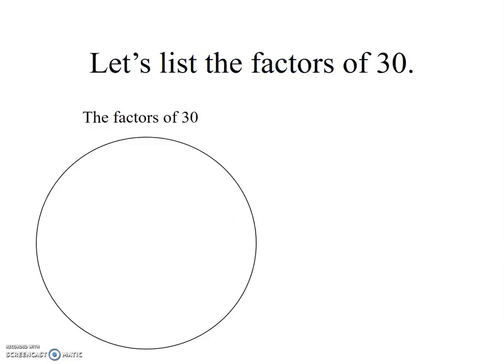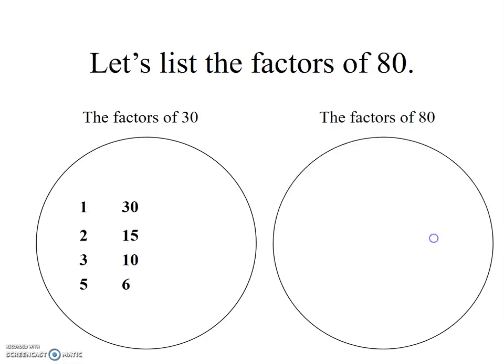Here's another example. Let's list the factors of 30, which we already know from the last problem. And now list the factors of 80. Well, we have 1 and 80. 2 can go into 80 40 times. 3 cannot, because 8 plus 0 is 8, and 3 can't go into 8 evenly. But 4 can, 4 and 20. 5 can because it ends in 0, 5 and 16. Can 6? No, 6 cannot because it doesn't work for 3. It works for 2, but not 3.